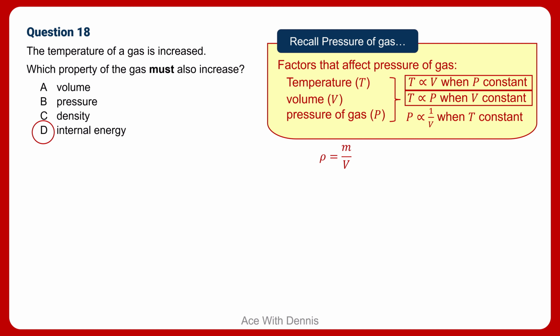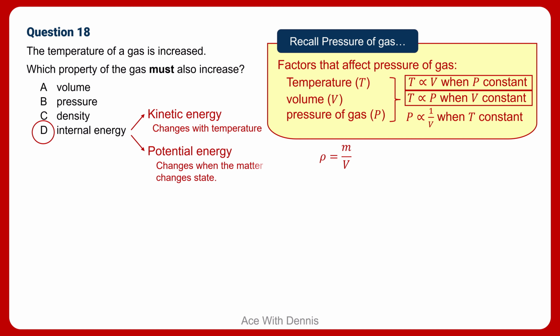For internal energy, there are two types. One is the kinetic energy, which changes with the temperature. The second is the potential energy, which changes when the matter changes state. Therefore, when the temperature increases, kinetic energy, which is also internal energy, increases.